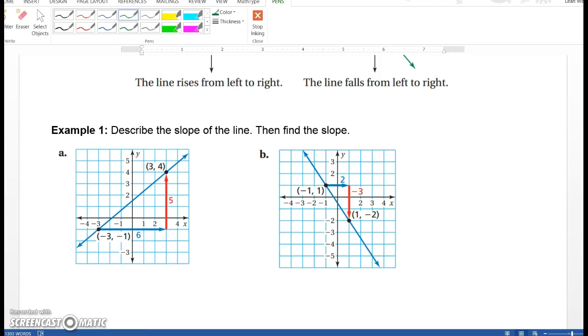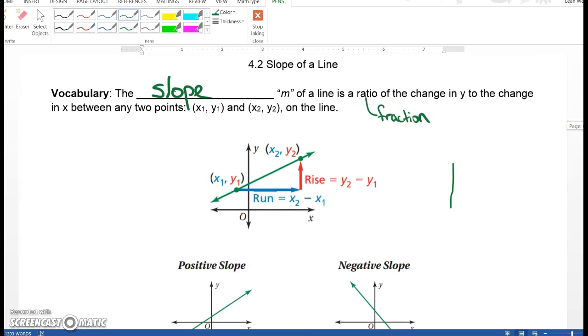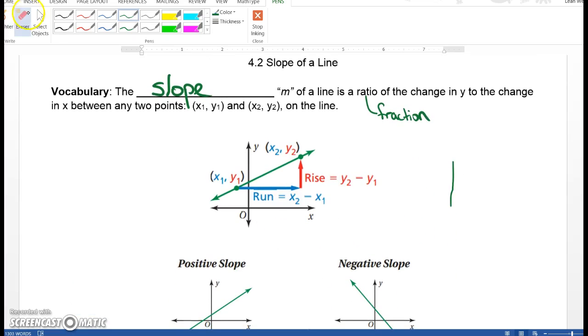When we talk about slope, we are going to again refer to it as m, like we said. And so let's go ahead and write that. M equals, and up here it says change in y, so we're going to refer to this quite often as rise over run. So you need to write that on your paper. So m is the rise over the run.